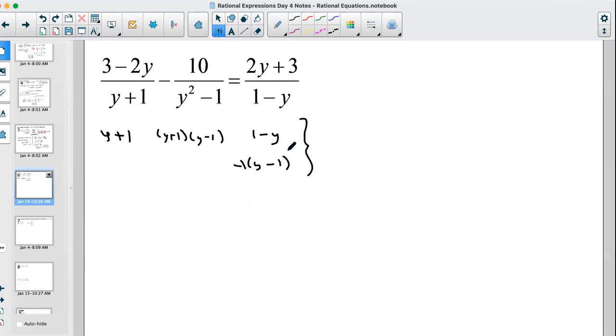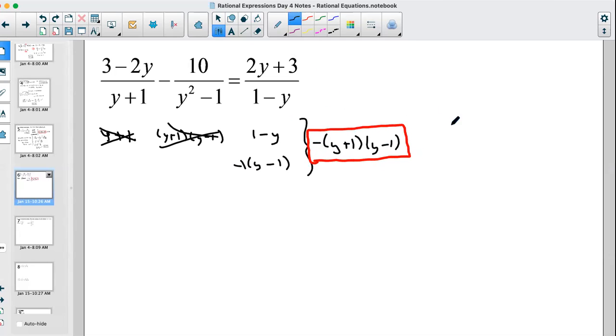So to build my LCM from these, I do y plus 1 times y minus 1. I just took this whole denominator here. I check this. Do I have a y plus 1? I do. Look at this one. Do I have a negative 1 yet? I do not. Do I have a y minus 1? I do. So really, this is my LCM right here: negative times y plus 1 times y minus 1, which is also known as negative times y squared minus 1. Remember, y plus 1 times y minus 1 is y squared minus 1.